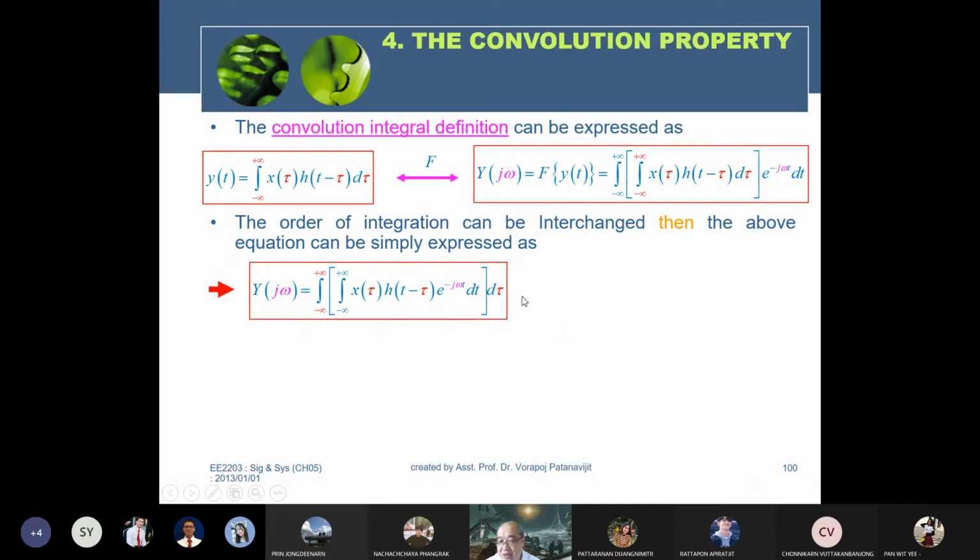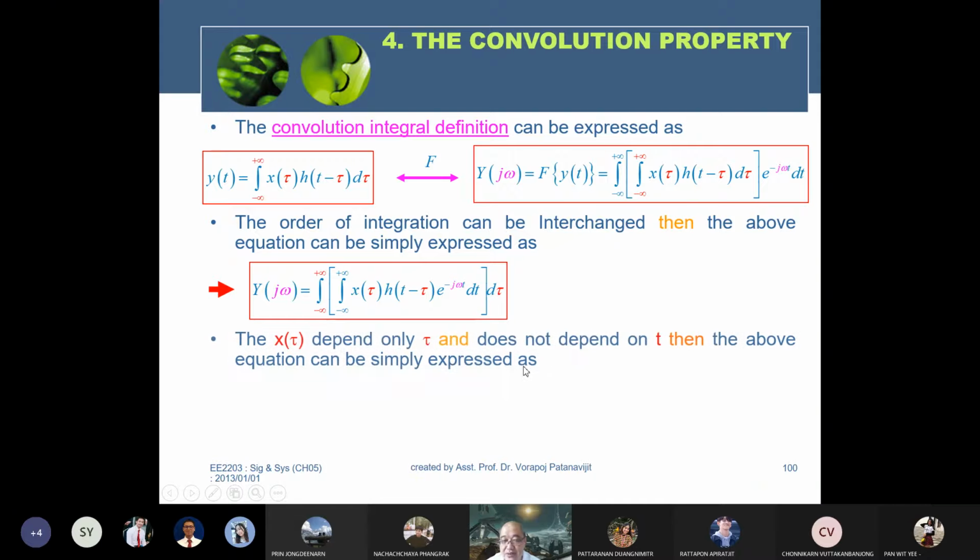Now we move tau to be outside the bracket. x(tau) depends only on tau, so it does not depend on t. You can see that x(tau) depends on tau, not t. Therefore, you see it as a constant. If it's constant, when you integrate with respect to t, it does not affect tau, so you move it out. Only h(t minus tau), which has both t and tau, is affected by the integration.